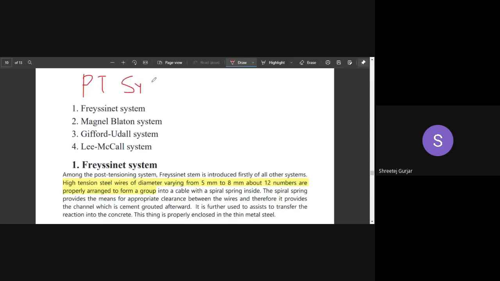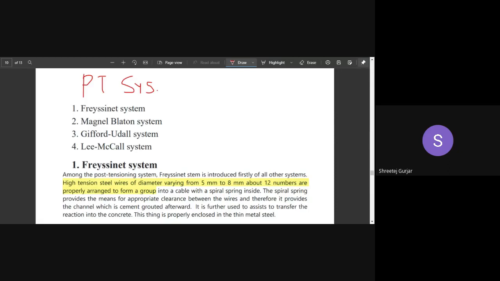So this is the next topic that we need to study. That is under post tensioning, we have these four systems. There are many other systems also, but these four systems are important with respect to your syllabus. From your syllabus point of view, these four are important. So we will study these four systems.